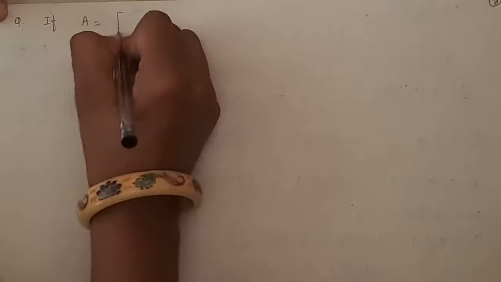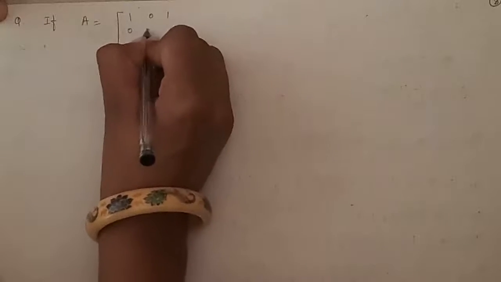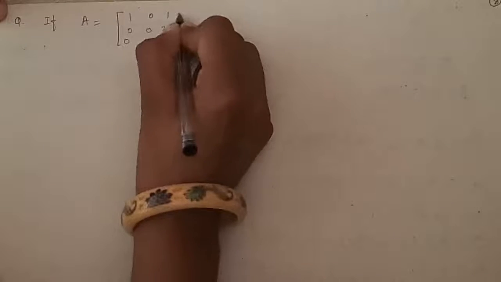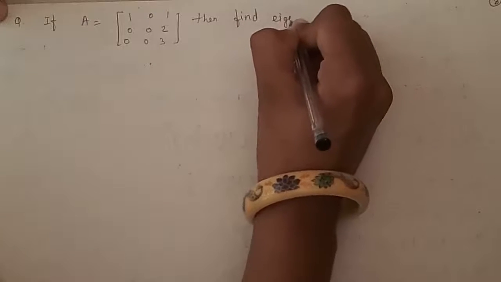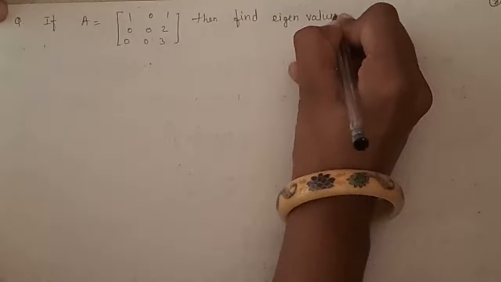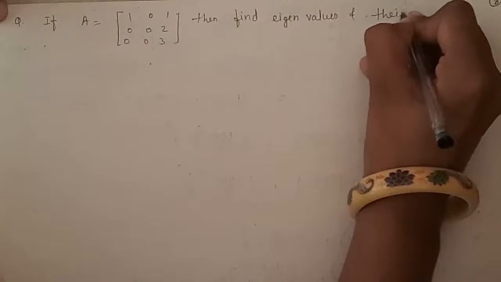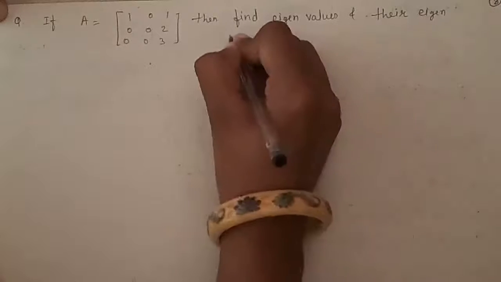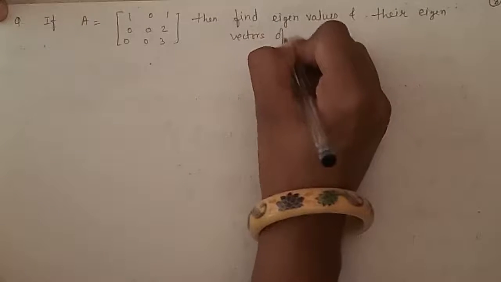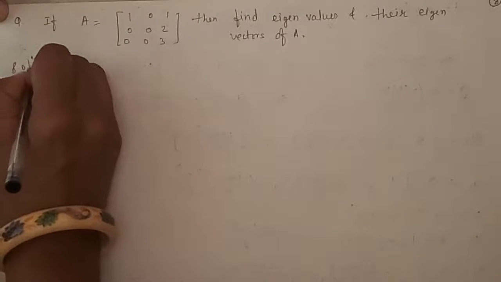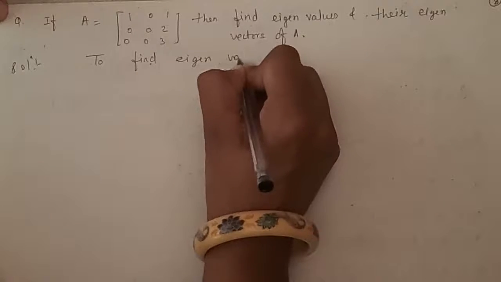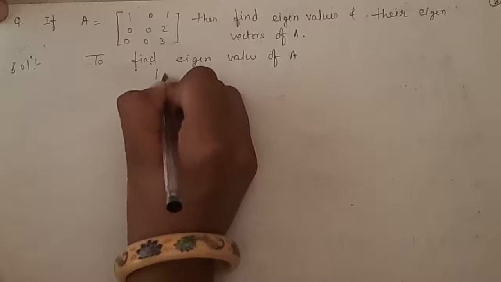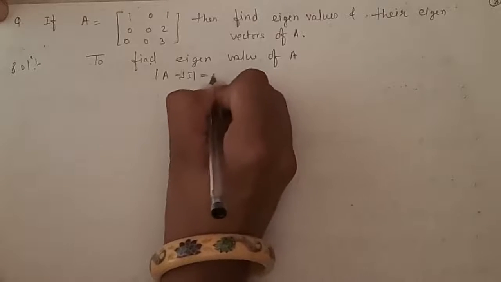Next question we have: if A is equal to 1 0 1, 0 0 2, 0 0 3, then find the eigenvalues of A. Now for the solution, to find the eigenvalues of A, we have determinant of A minus lambda I is equal to 0.